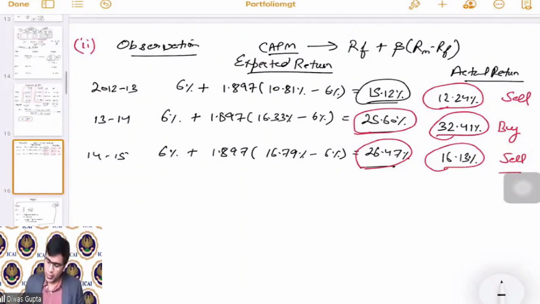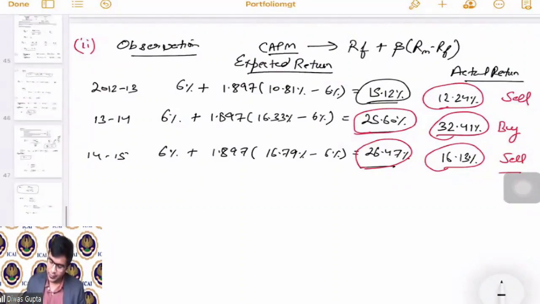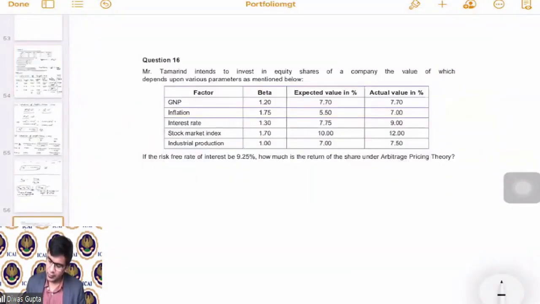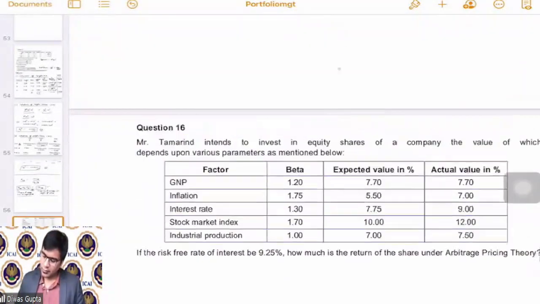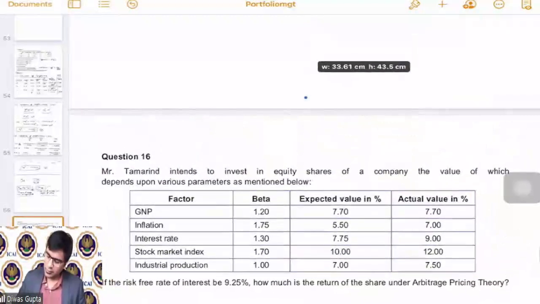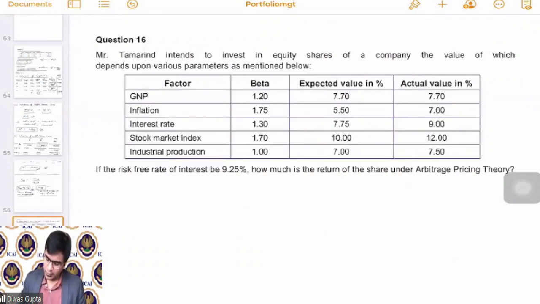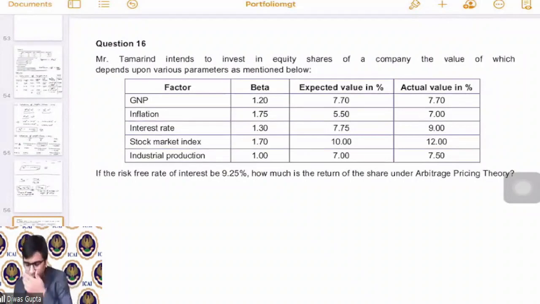Now let us go to question number 16. I hope question number 16 is now visible. So question number 16 is a very easy, very simple and very different question.